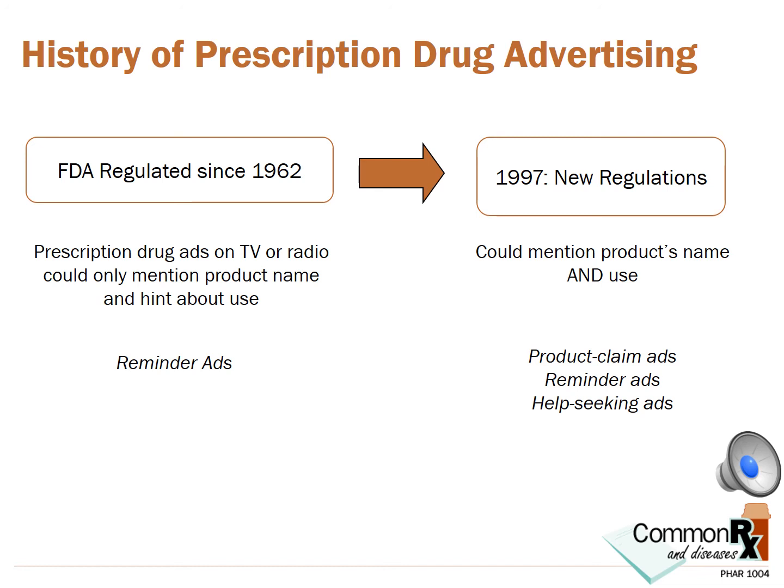In 1997, the FDA adopted new regulations. This allowed the drug companies to mention the drug product and its use. This allowed product claim ads, reminder ads, and help-seeking ads to be shown on TV.